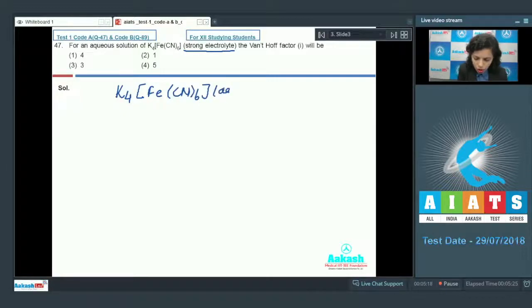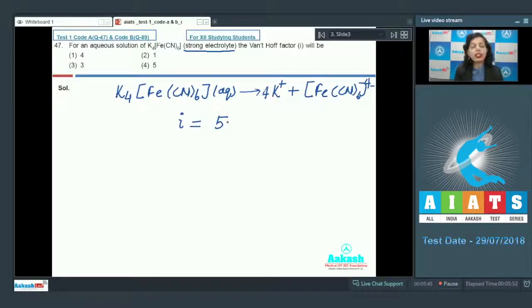In the aqueous solution it gets dissociated to form 2 types of ions. One is the potassium ion, the number is 4, and one complex ion would be formed here, [Fe(CN)6], a complex anion. Now as you calculate the total number of ions produced here, those are 5, and if it is 5 for a strong electrolyte, then the Van 't Hoff factor i would also be 5. So what is the answer here? The answer is option 4. So the answer that I should mark here is option 4.